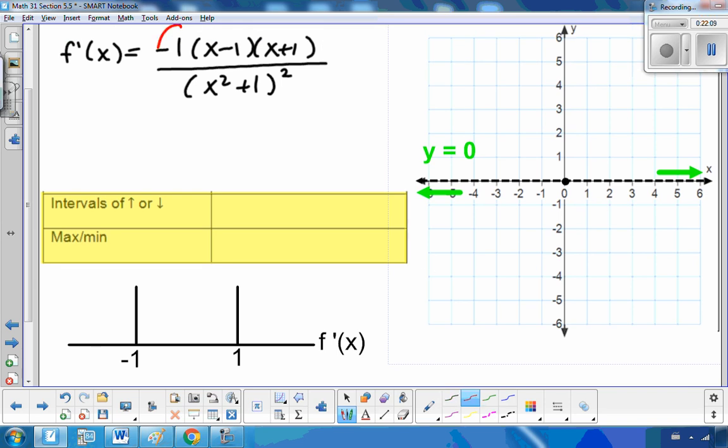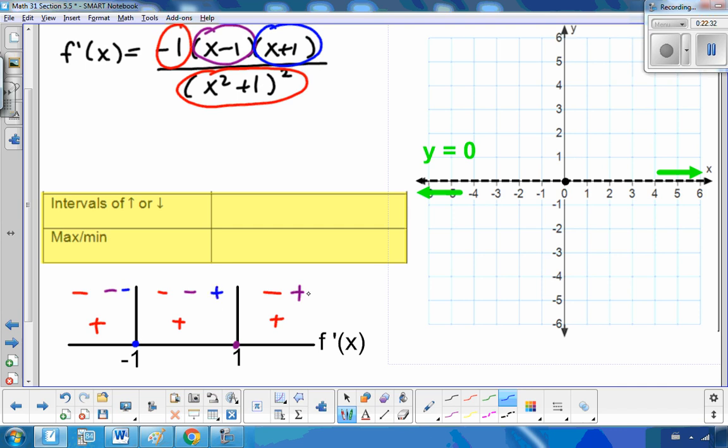So looking at my first derivative, this is always negative because it's a constant. My denominator is always positive because it's squared. In the numerator, I have an x minus 1, which is 0 at 1. So to the left, it's negative. To the right, it's positive. And then x plus 1 is 0 at negative 1. To the left, it's negative. To the right, it is positive.